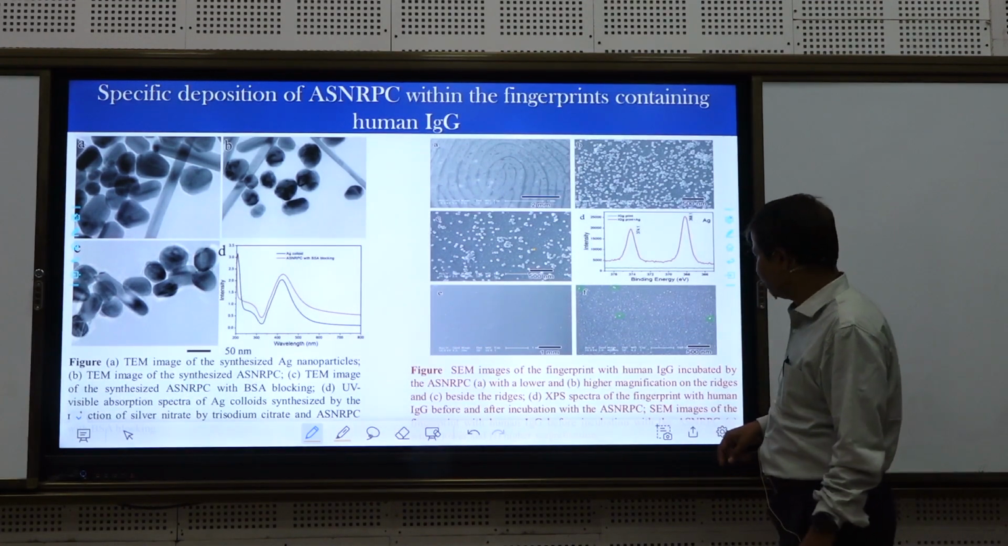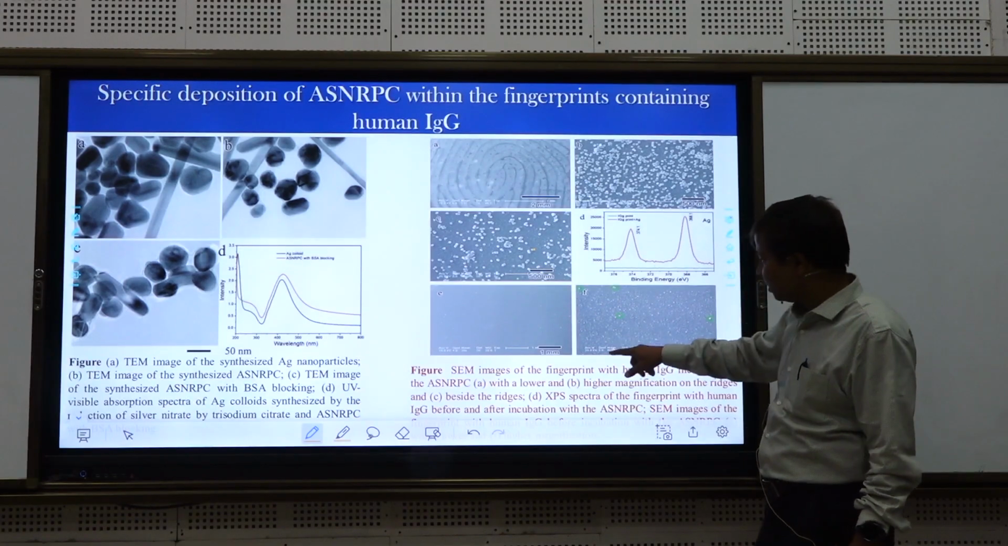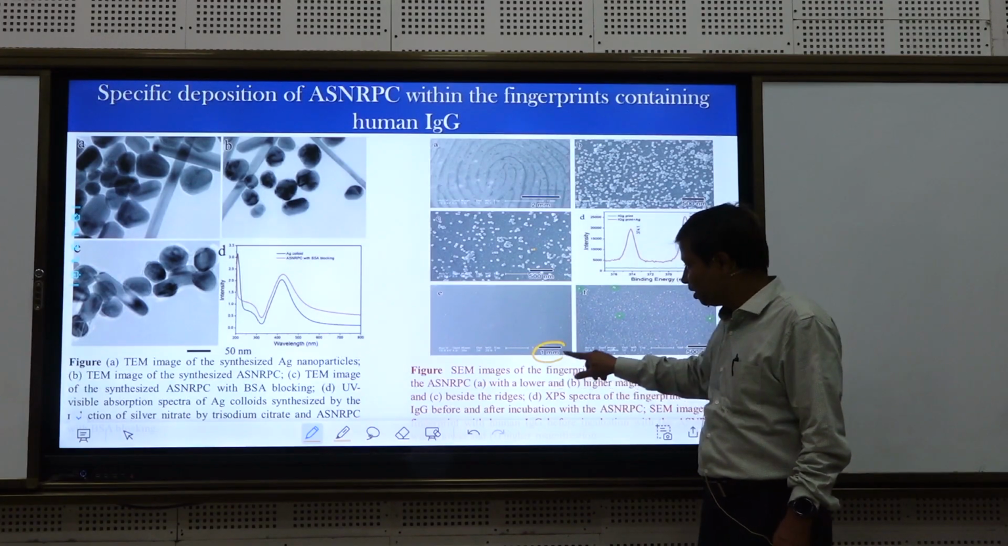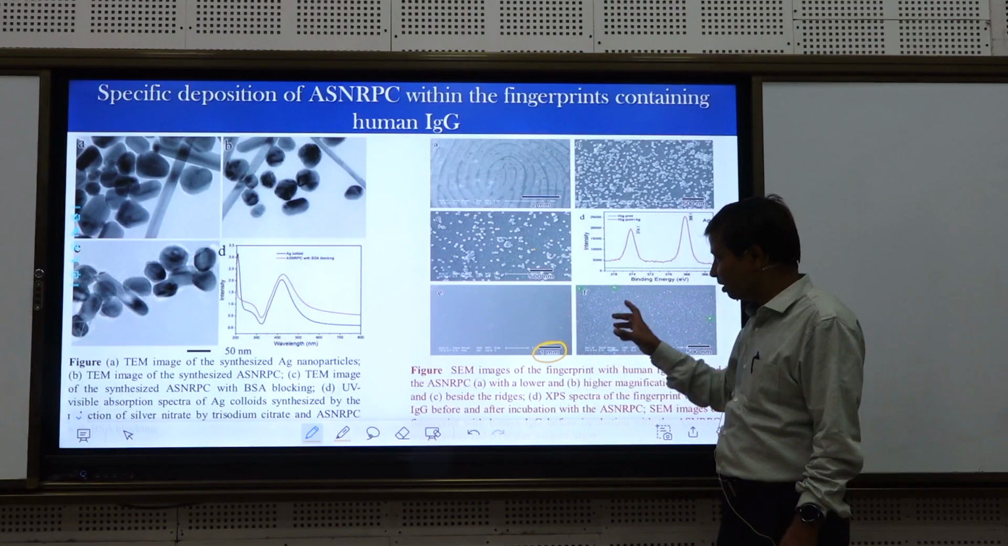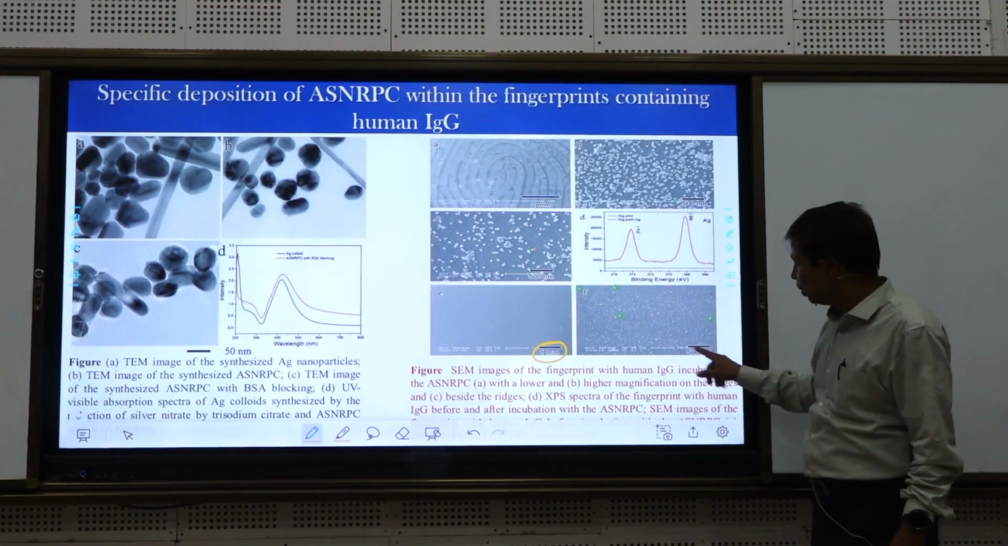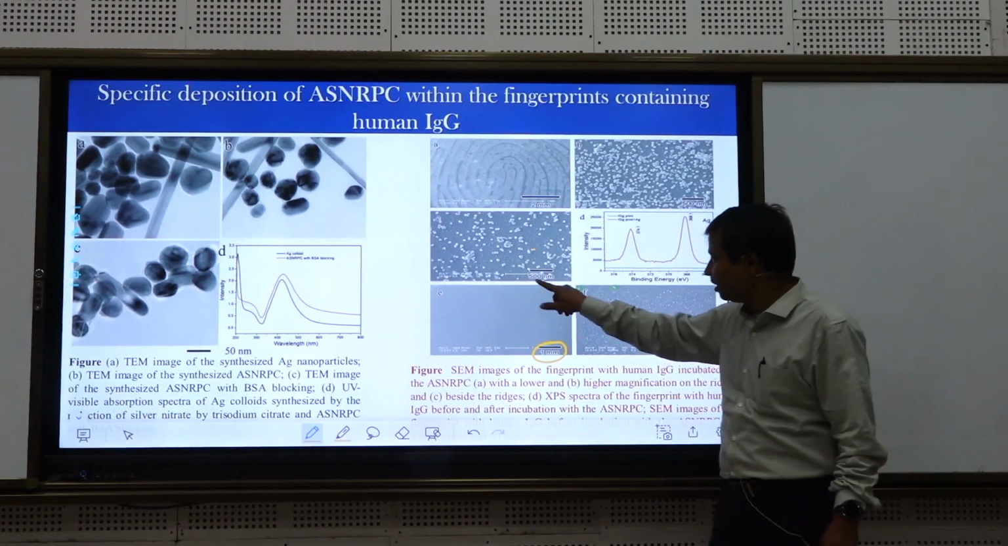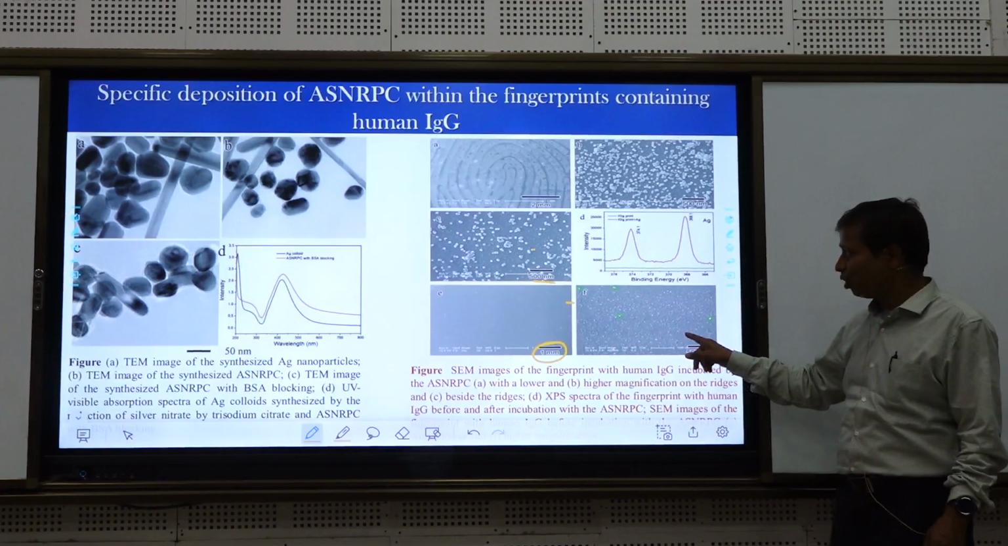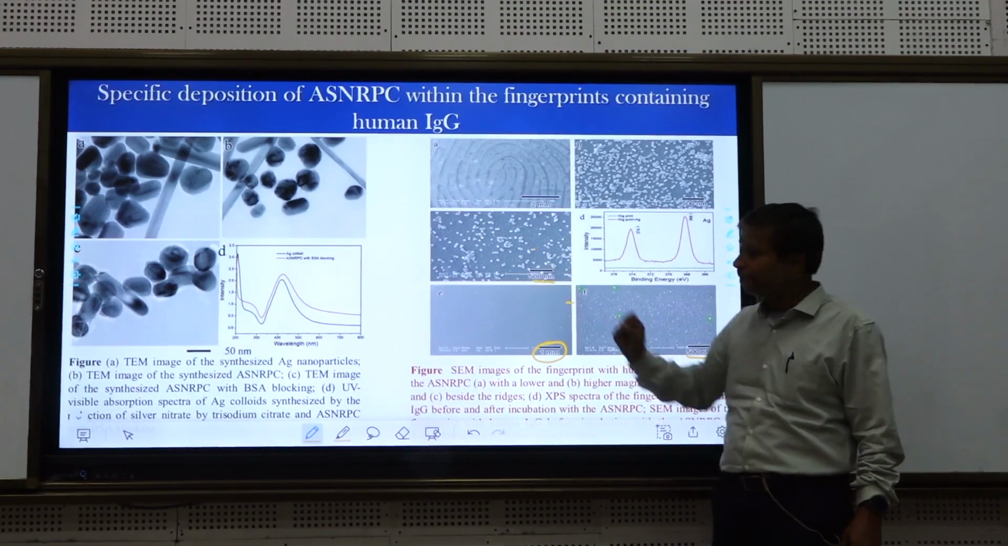So the bar should be given. Similarly, this is 1 millimeter. You are seeing a 1 millimeter bar. It is a very not zoomed one. This is again 500. So you see this is 500. This is also 500. So this is smaller. This is bigger.